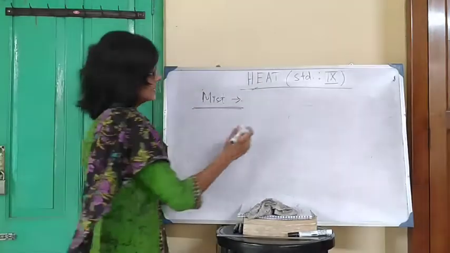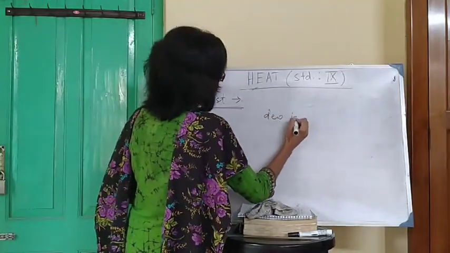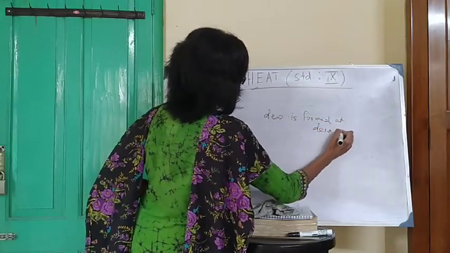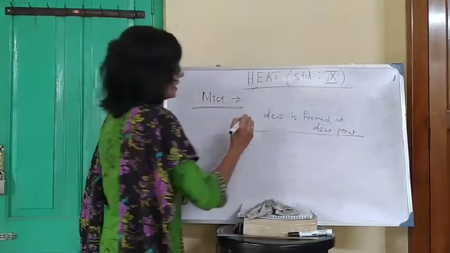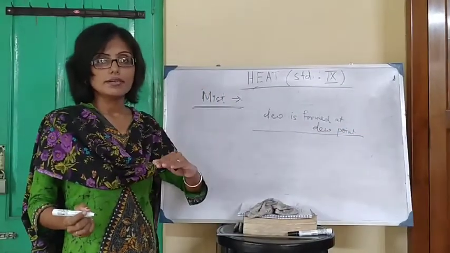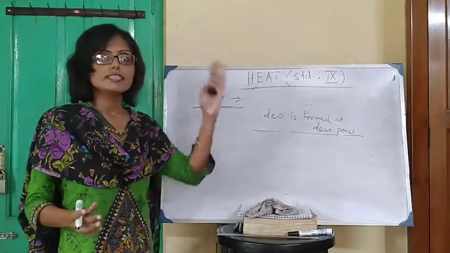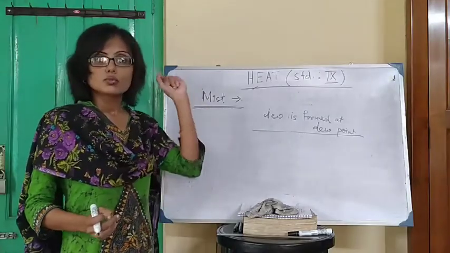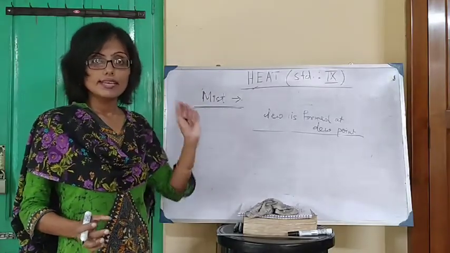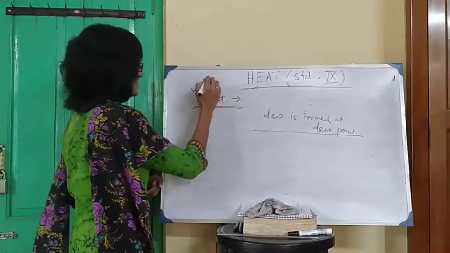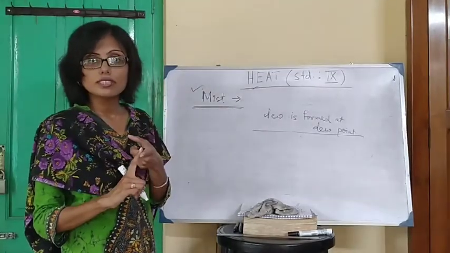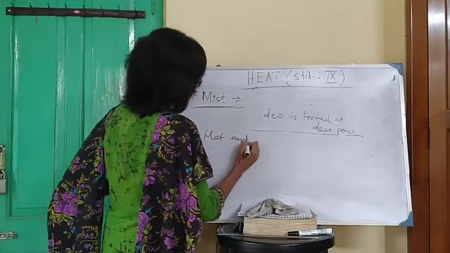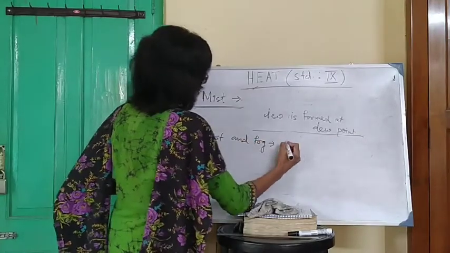Next topic, mist. What is mist? Dew is formed at dew point. If we again decrease the temperature slightly, then the excess water vapor will deposit on the smoke and the dust, and what is formed is called mist. But mist and fog both are not the same. The basic difference between mist and fog is visibility.